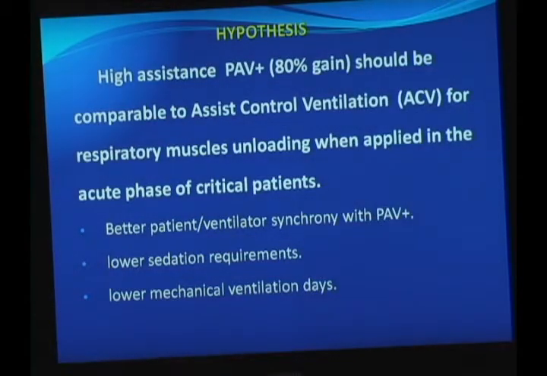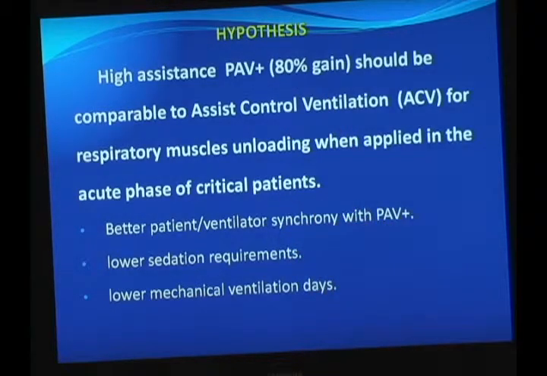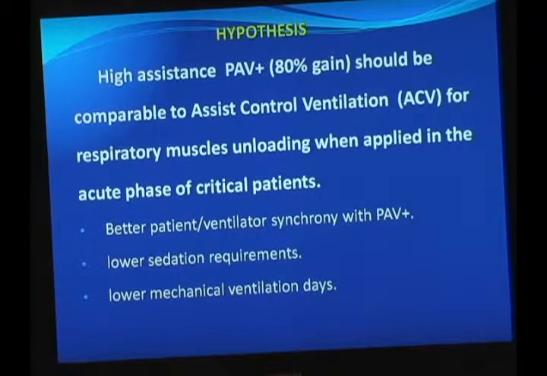So with all these basic things about proportional assist ventilation, we constructed our trial, in which our working hypothesis was that high assist and proportional, I mean 80% gain always, should be almost comparable with assist-controlled ventilation. We know for sure that it's not 100% rest for the patient, but we suggest that 80% is almost comparable to unload the respiratory muscles and to start in the acute phase of critical patients.